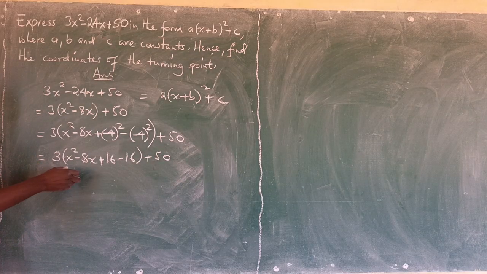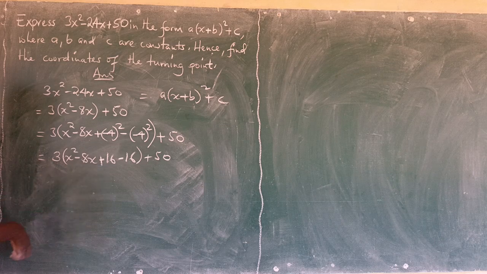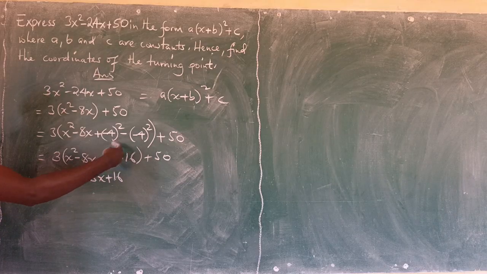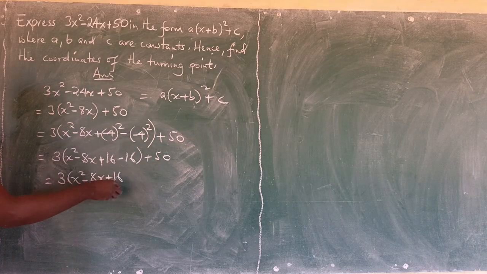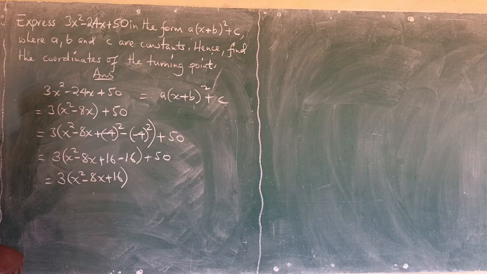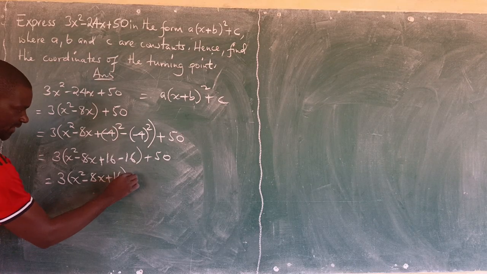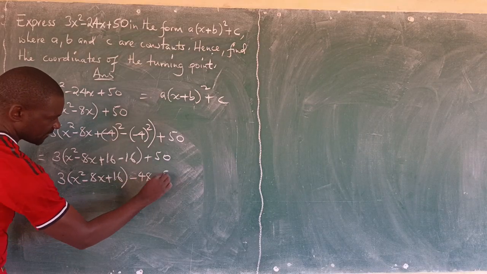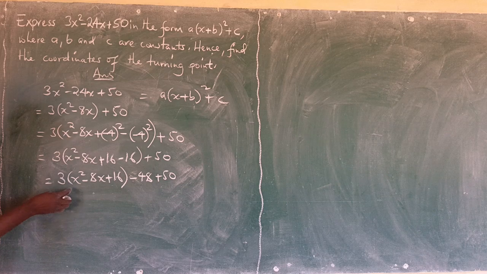Okay, now let me maintain this one as a quadratic function, so that will give us 3 times x squared minus 8x plus 16. Then this negative 16, I want to join the 50. If I'm to do that, first of all, I need to multiply 3 by the same negative 16, giving us negative 48. So we'll say minus 48 plus 50. And then here, we have completed the square, so we just factorize.